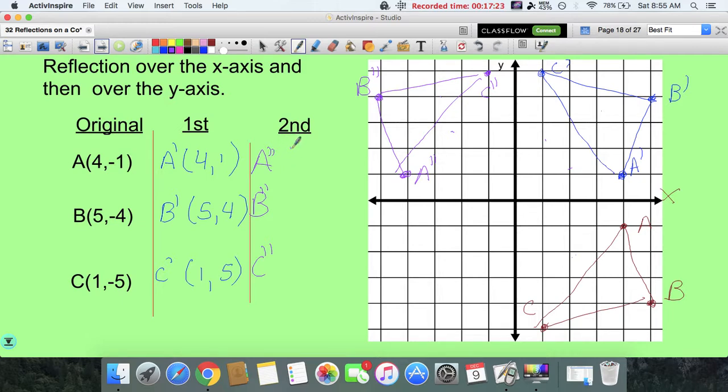A ends up being negative 4 and 1, right? First number is negative, second number is positive because it's in quadrant 2. B is going to be negative 5 and 4. And C is going to be negative 1 and 5. So it's a double reflection. So we reflect one and we take the reflection and we reflect the reflection over here. We don't take the original and reflect it. Okay? So we take the reflection and we reflect the reflection over for the second time.